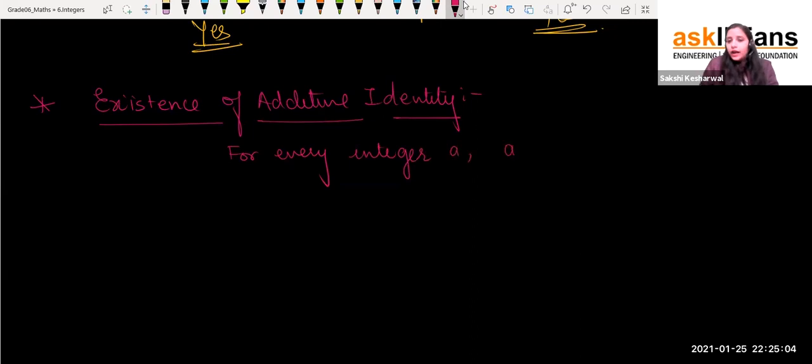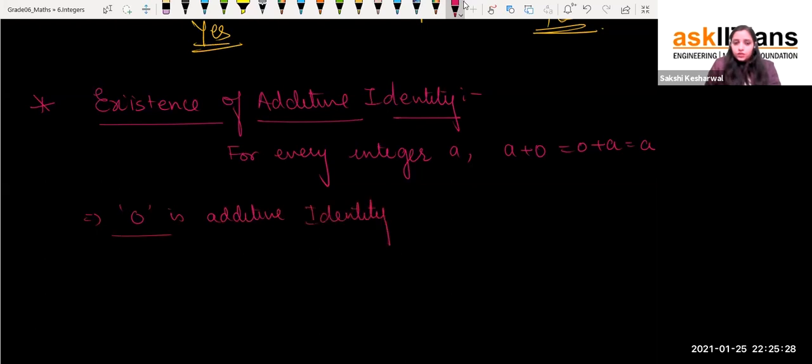So if you add a plus 0 it will be equal to what? 0 plus a is equal to a or not? If you add 0 to any number, you get the same number, whether negative or positive, right? So can I say that 0 is what, beta? Additive identity or not? Yes or no? 0 is the additive identity.